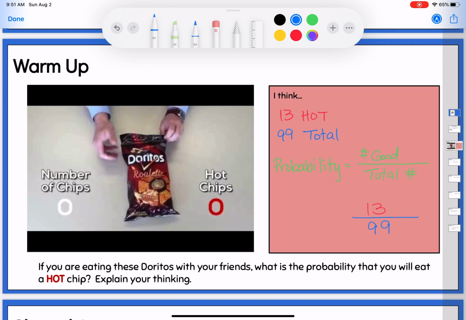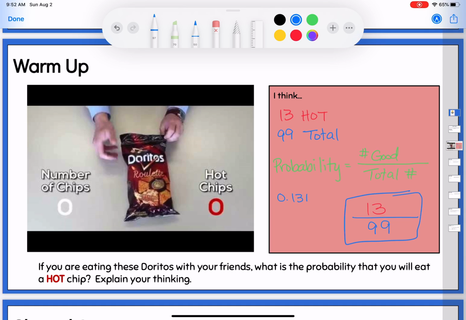Now probability is sometimes represented as a fraction, sometimes as a decimal, sometimes as a percent. Most often in this class, we're just going to leave it as the fraction. So 13 out of 99, I know I can't reduce it because 13 doesn't have any factors. But sometimes we would take that and change it into a decimal. So I'd get my calculator out and type in 13 divided by 99, and I would get a crazy decimal that doesn't end and keeps on repeating.